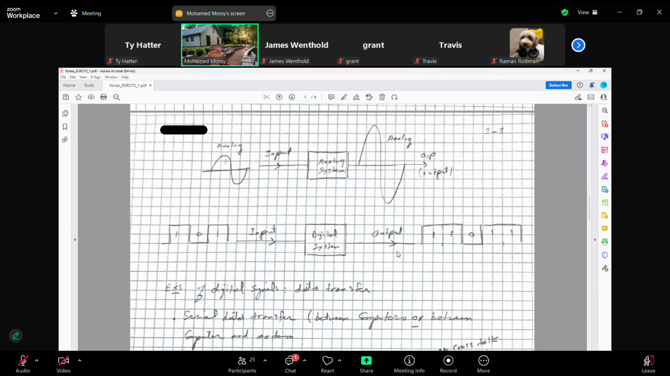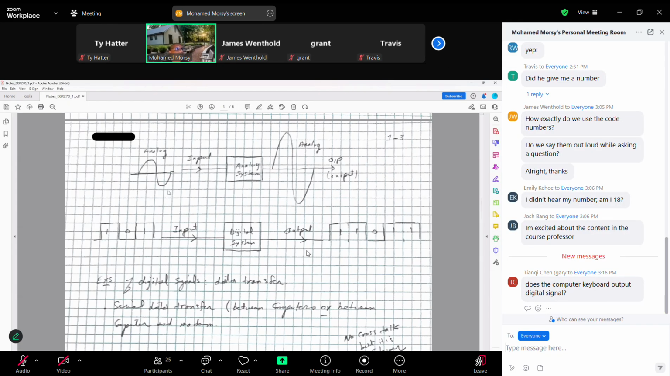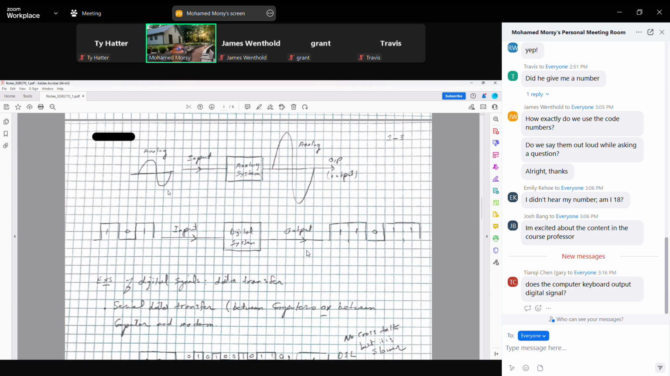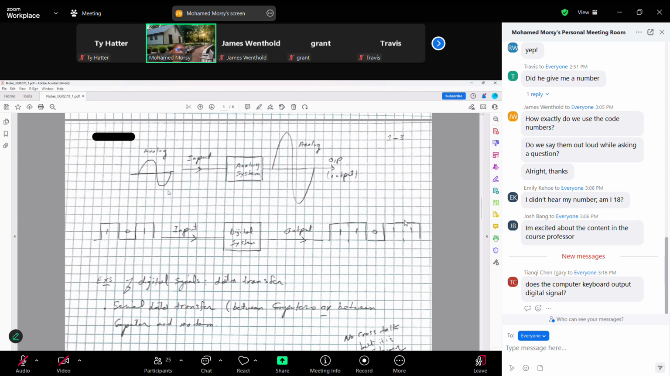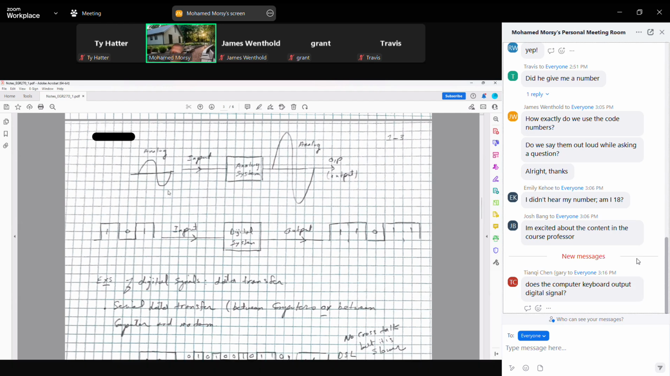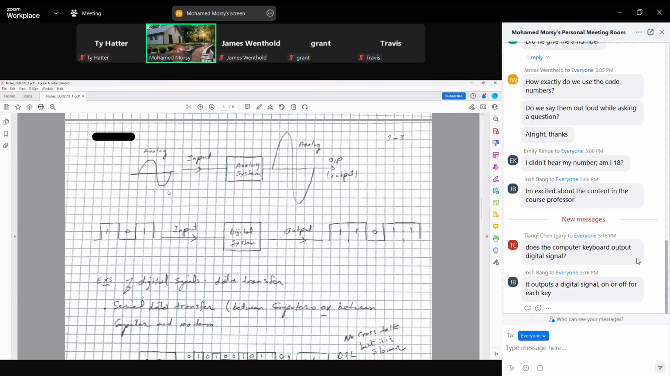If we have an analog system here, the input must be analog, and of course the output is analog. So this most likely works as an amplifier. In this case, it works as an amplifier. So you see the input here, and you see the output. You can see the difference in the amplitude.